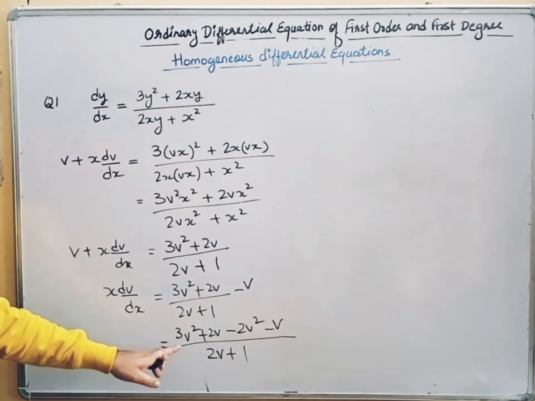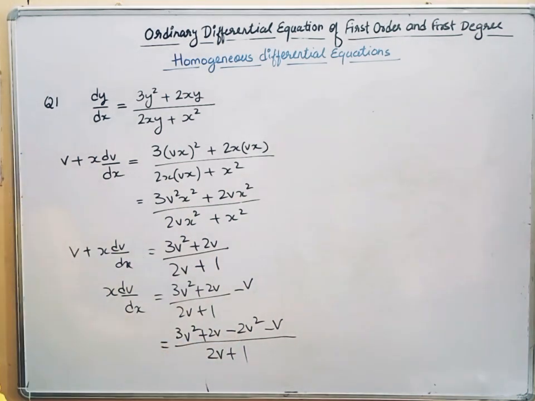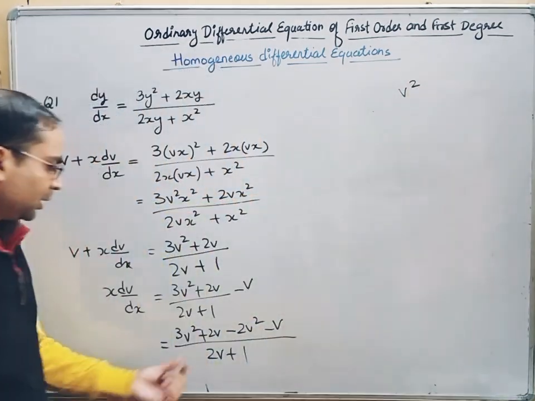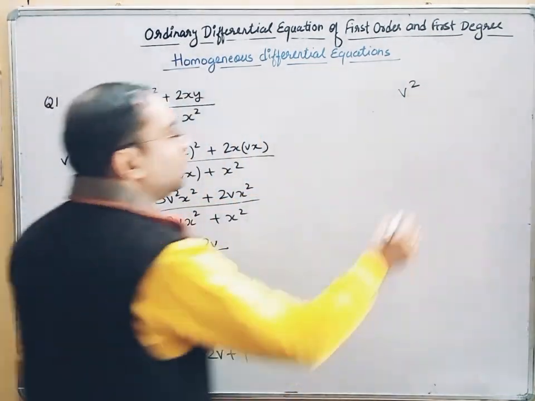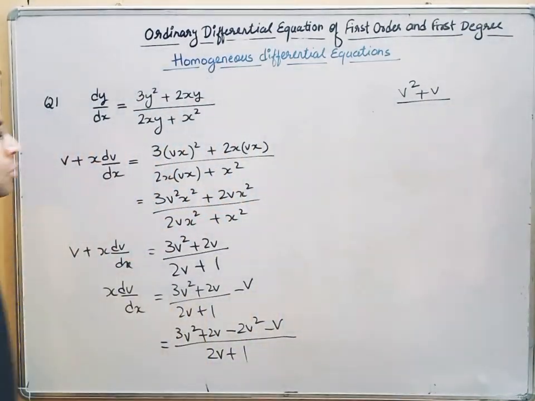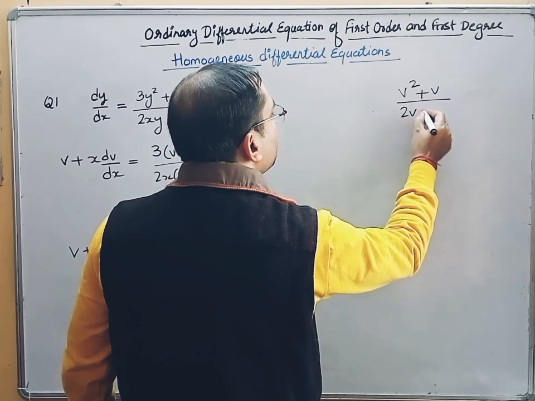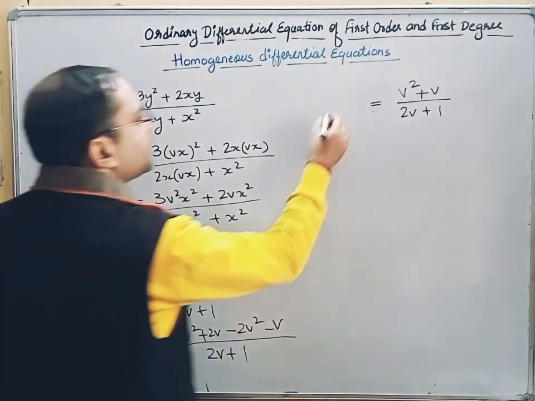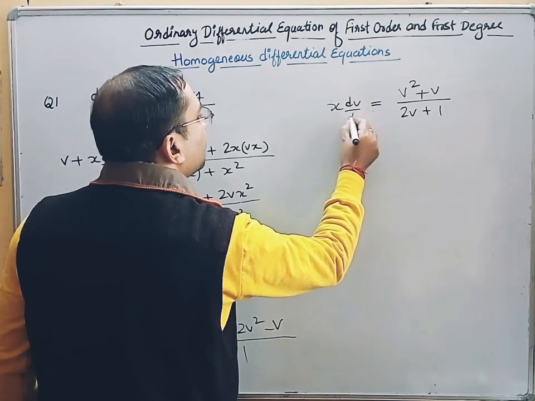So now we'll solve it. 3v square minus 2v square, so we're left with v square. Then 2v minus v, we're left with v only. And this is divided by 2v plus 1. So this is on the right hand side. On the left hand side, we have x dv by dx.